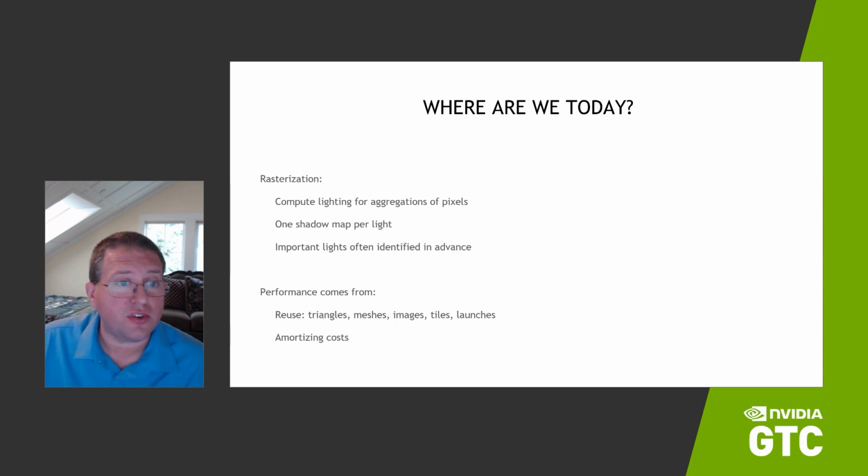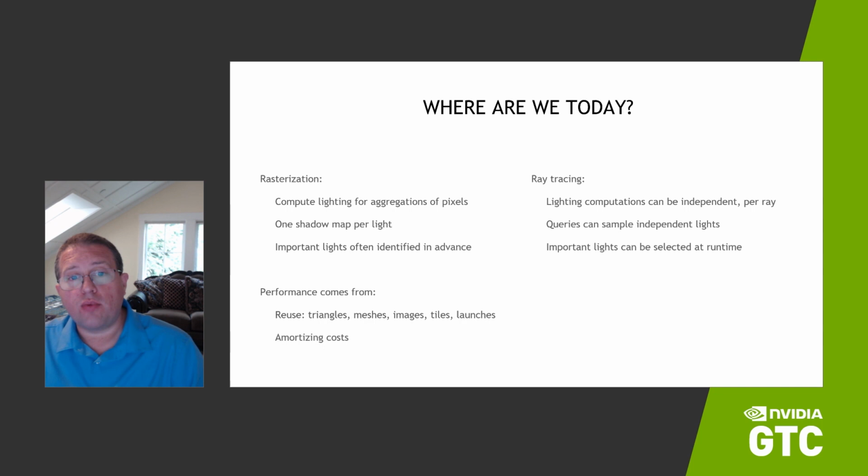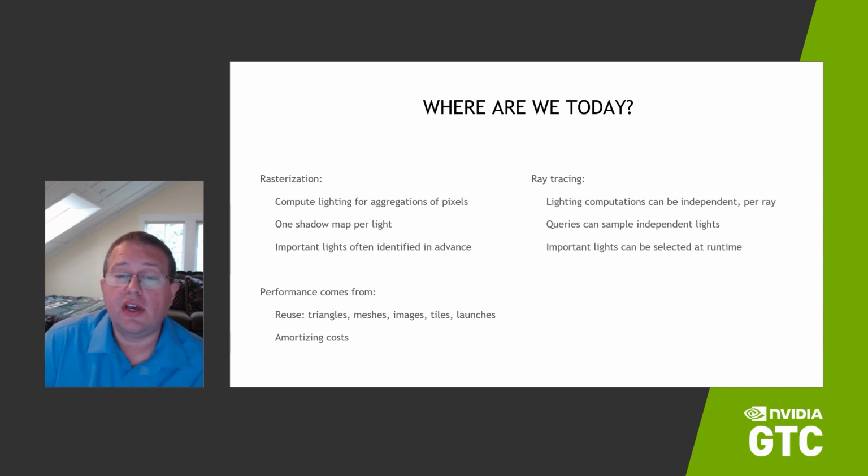And the performance comes from reuse and amortization of costs over triangles, meshes, image tiles, the full image, or even work launches. Now, for ray tracing, things are a little bit different. The light computations can actually be independent on a per-ray basis, and part of this is enabled by the fact that your queries can be independent, meaning they can sample independent lights for every pixel and for every ray. And because of this, the important lights can be selected at runtime.